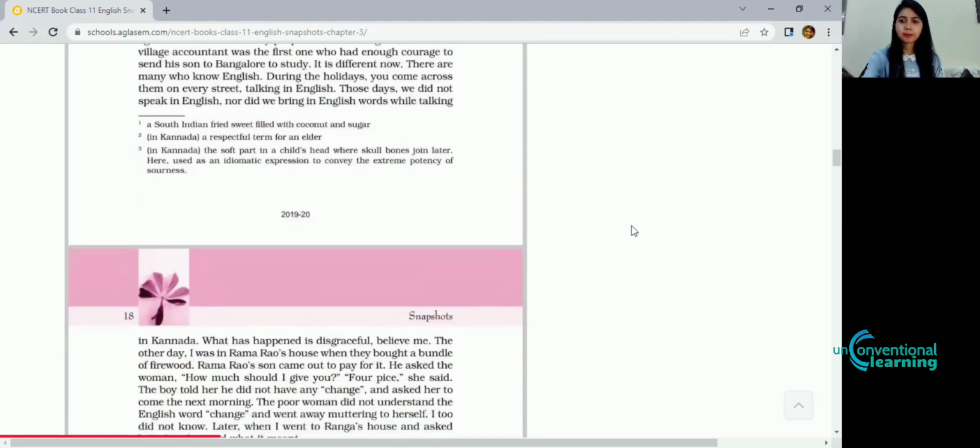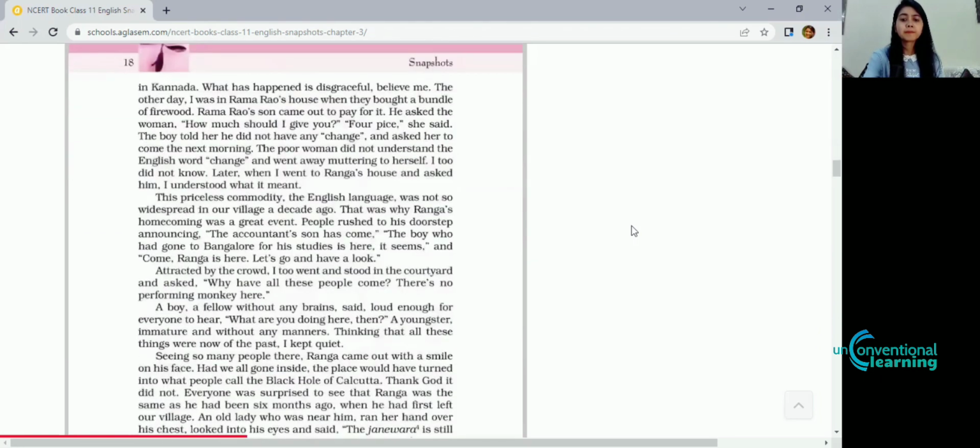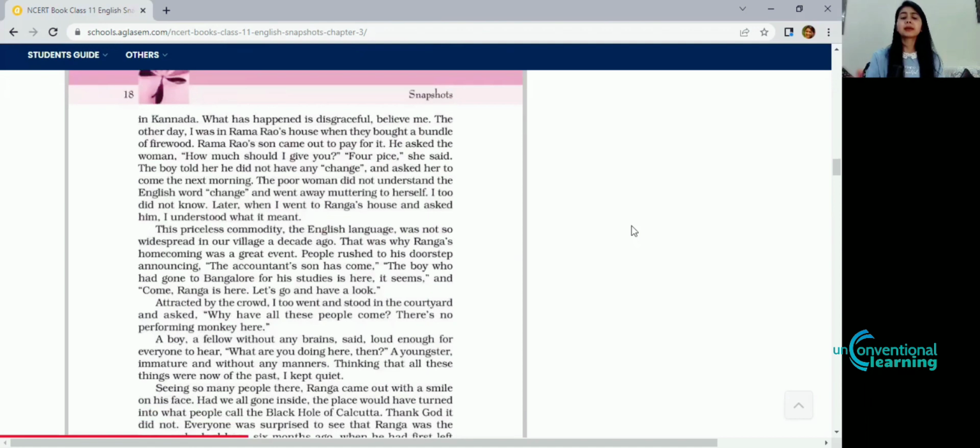Now coming to the next page, as you can see on the screen, in those times people used to speak Kannada a lot, and very few people spoke English. And an incident happened where this narrator went to Rama Rao's house. So a different character comes into our picture. He goes to Rama Rao's house, and Rama Rao's son is buying something there. He's buying something from a lady, as you can see on the screen, some firewood. Now the boy says, look sister, I don't have change.